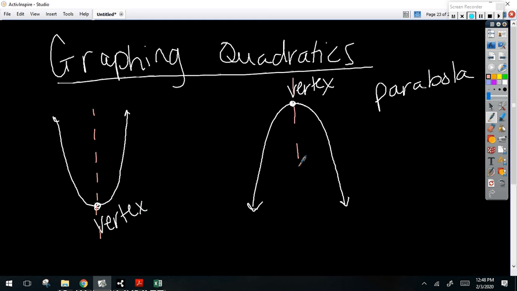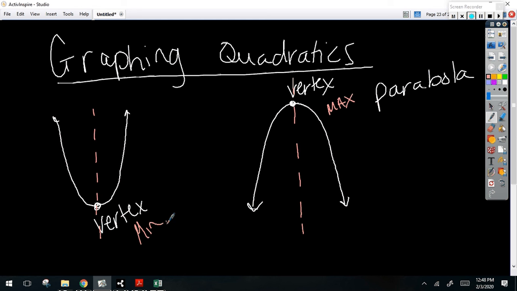Oh, so you did have that story back there. Yeah. Here is the highest. We call it a maximum. Here it's the lowest, so we probably call that a minimum. Now, I drew this funny little dotted line through that vertex up and down. What's that tell me about the parabola?